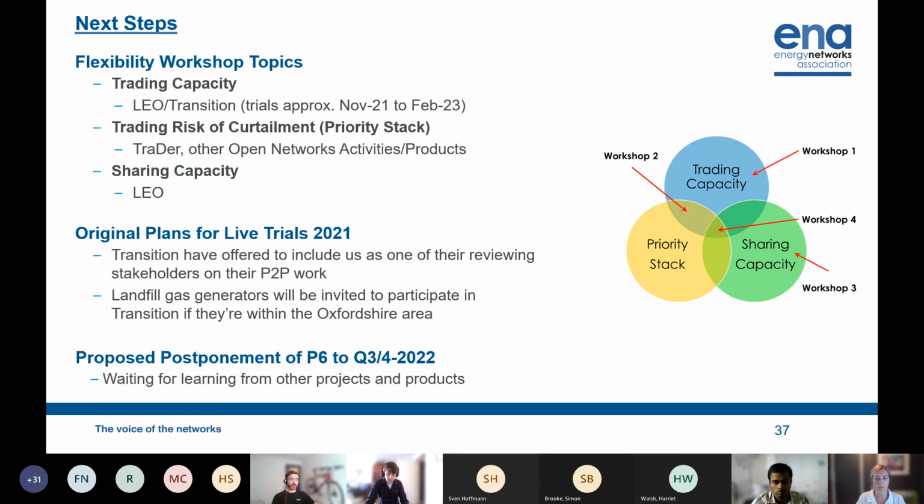But just to summarise the current state of play, we originally planned to progress live trials around trading firm capacity with Project Transition and Leo, but they've got a pretty tight scope. So instead we've been invited on as reviewing stakeholders to help steer their existing trials, and that way we'll be right up to date with the learning from that.